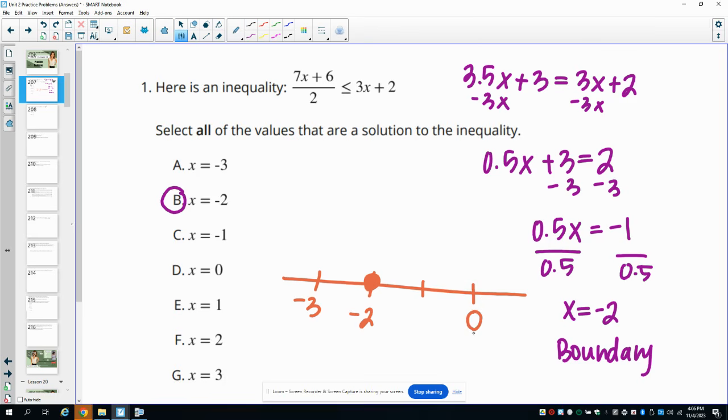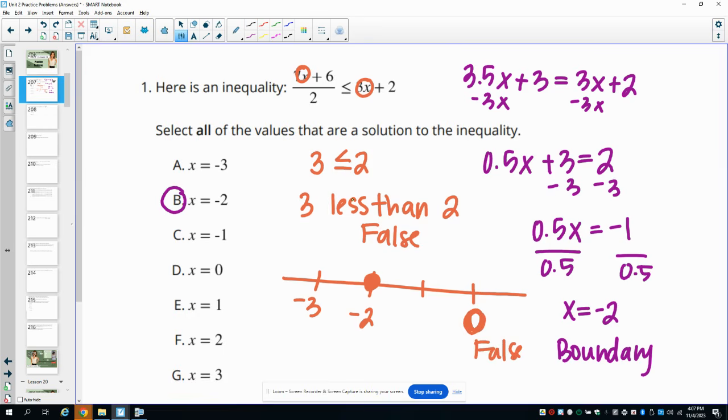So I'm just going to plug in 0 because it's usually pretty easy to plug in 0. So 7 times 0 is 0. So then we just get 6 divided by 2 on the left side, which is 3. And then we're going to see if that's less than or equal to when we plug 0 in over here. So 3 times 0 is 0, plus 2 is 2. So this says that 3 is less than or equal to 2. And that is a false statement. So when we plugged in 0, we got a false statement. So this is not part of the solution.